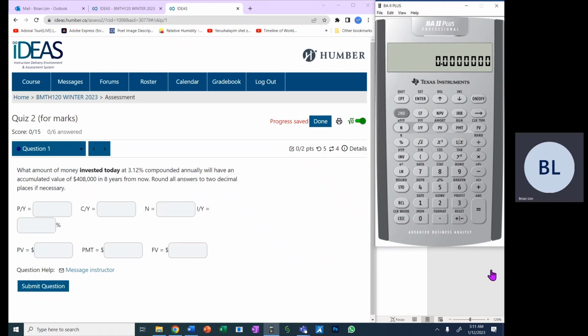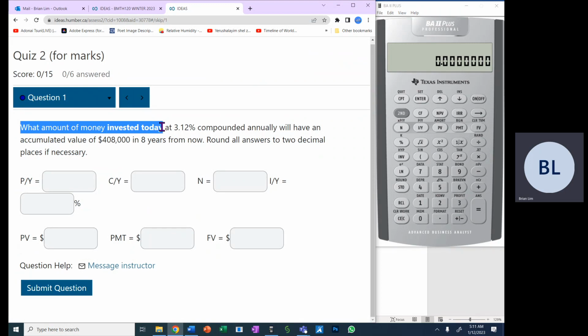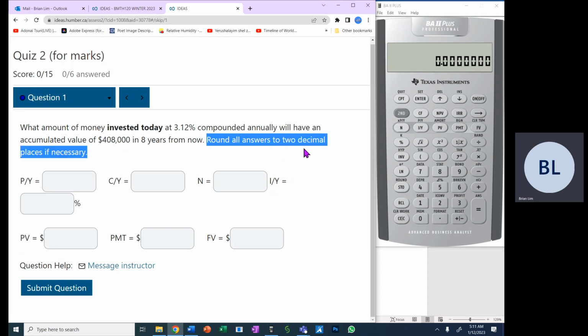Let's look at this question. What amount of money invested today at 3.12% compounded annually will have an accumulated value of $408,000 in 8 years from now? Round all answers to 2 decimal places if necessary.